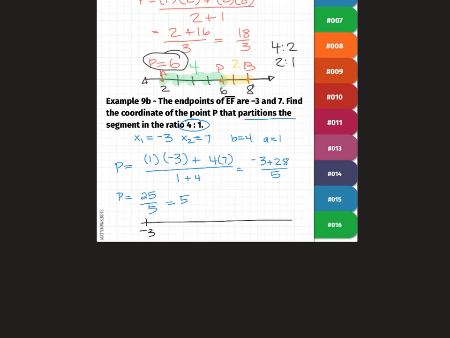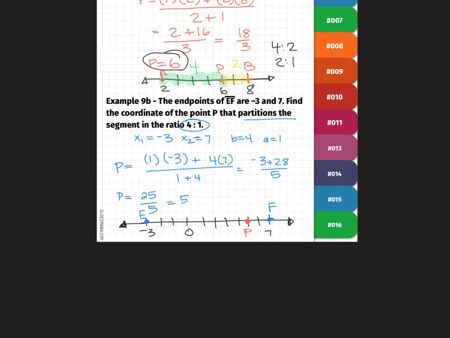So I have -3, -2, -1, 0, 1, 2, 3, 4, 5, 6, 7. So I have a point here. This is E. And a point here. This is F. And it's saying that my partition is at 5. 0, 1, 2, 3, 4. So hopefully that's P. And we want a ratio of 4 to 1.